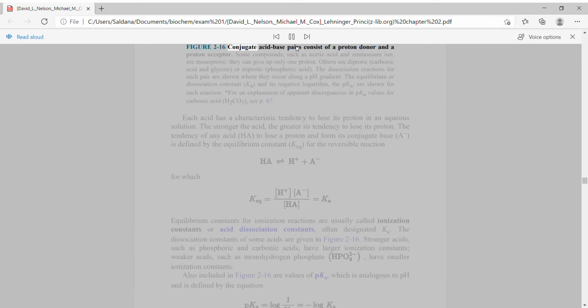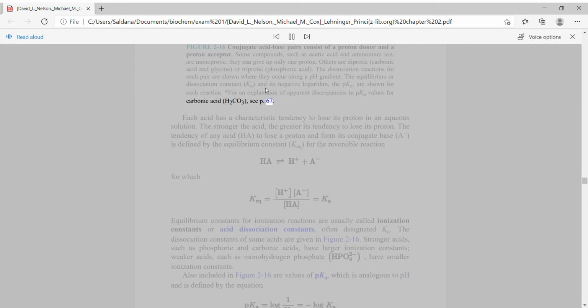Figure 2-16: Conjugate acid-base pairs consist of a proton donor and a proton acceptor. Some compounds, such as acetic acid and ammonium ion, are monoprotic; they can give up only one proton. Others are diprotic, carbonic acid and glycine, or triprotic, phosphoric acid. The dissociation reactions for each pair are shown where they occur along a pH gradient. The equilibrium or dissociation constant Ka, and its negative logarithm, the pKa, are shown for each reaction. Asterisk: for an explanation of apparent discrepancies in pKa values for carbonic acid, H2CO3, see p. 67.